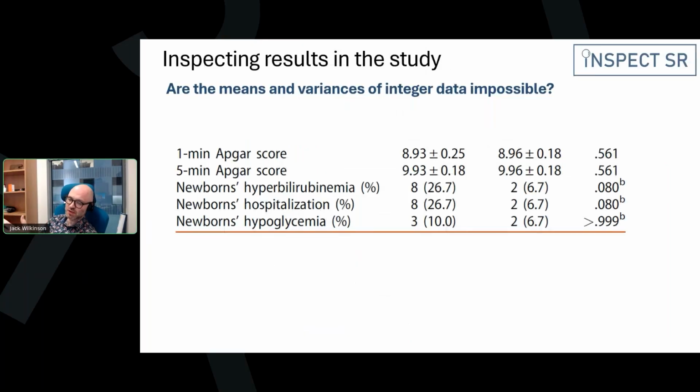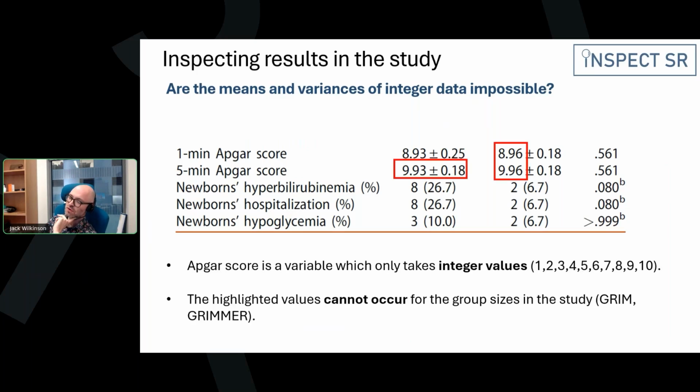Inspecting results in the study. So here we have checks of statistics and data. One check we perform: are the means and variances of integer data impossible? And I want you to have a look at the APGAR scores, the top 2 rows of this table.